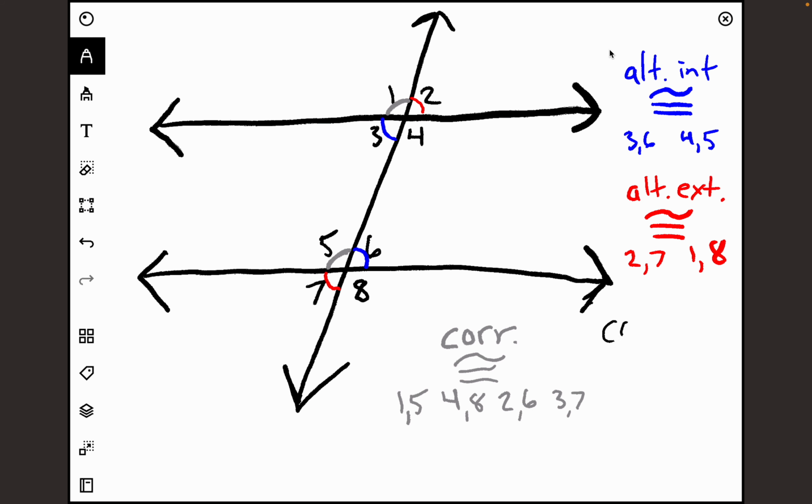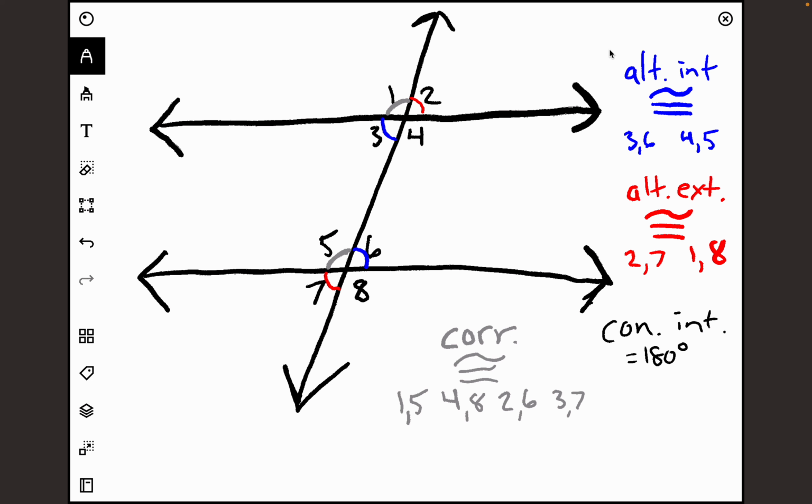All right, consecutive interior. Consecutive interior angles are almost pretty much going to be the same thing as linear pairs. So what do we say about linear pairs? Are they congruent, those angles? No, but what do they equal? Okay, these are not congruent, the consecutive interior. Everything else that we've talked about is congruent.